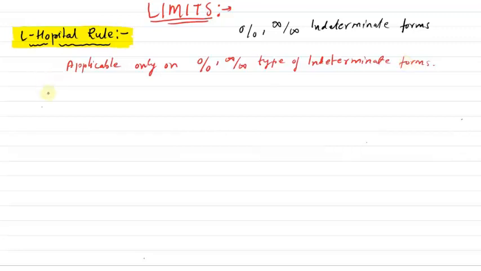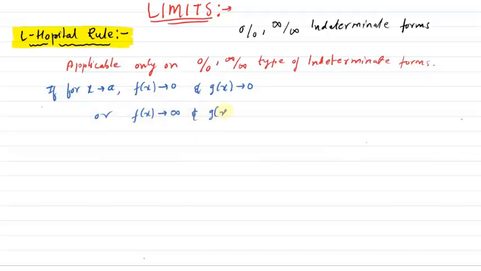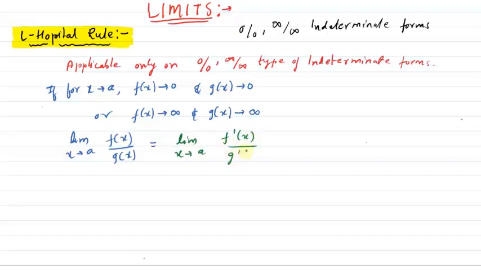The rule says, if for x tending to a, f(x) is tending to 0 and g(x) is also tending to 0, or in the second case, if f(x) is tending to infinity and g(x) is also tending to infinity, then whenever these types of cases arise, you can always write limit x tending to a f(x) by g(x) as limit x tending to a f dash of x by g dash of x.